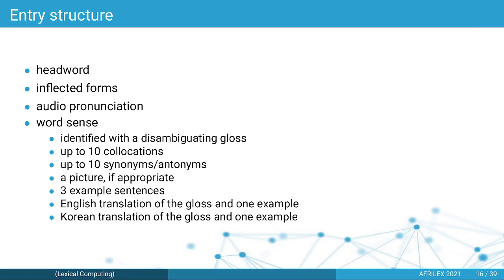I'll start by explaining the entry structure of the dictionaries. It was quite standard. You will not be surprised, I think, by any part of the entry. An entry was consisting of a head word, a list of inflected forms where it made sense, an audio pronunciation, and then for each sense of this head word, we were providing some short disambiguating gloss, up to 10 collocations, up to 10 synonyms and antonyms, a picture if appropriate, 3 example sentences, an English translation of the gloss and one of the examples, and also a Korean translation of the gloss and one of the examples.